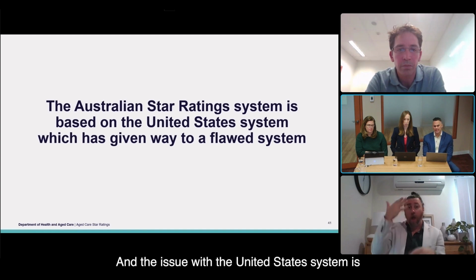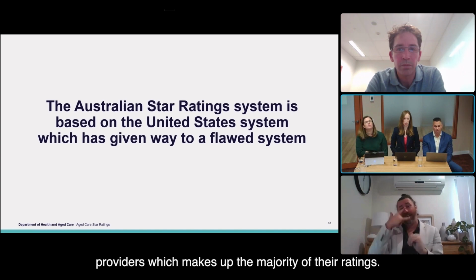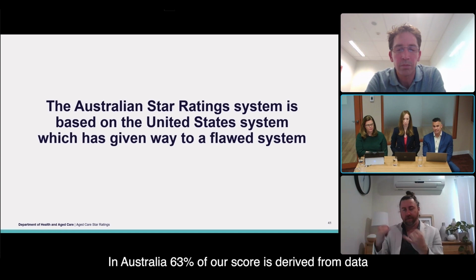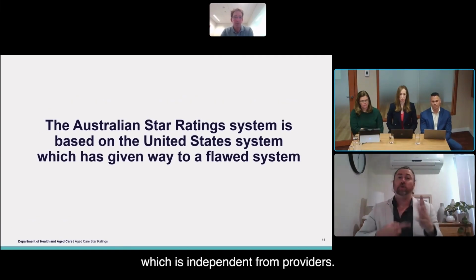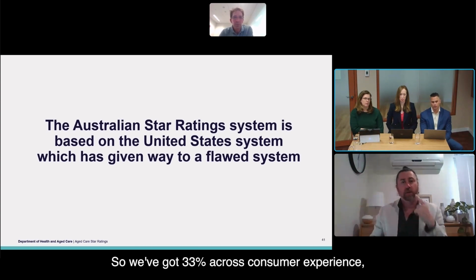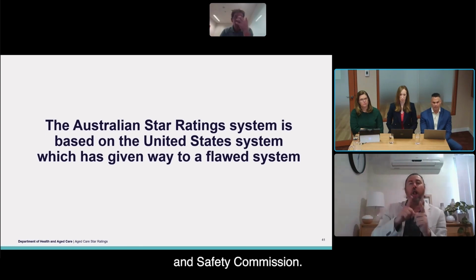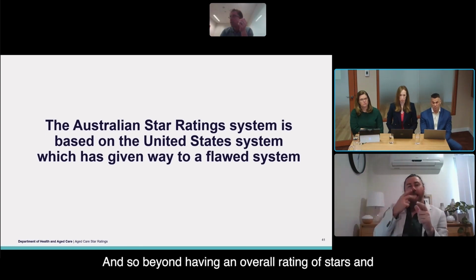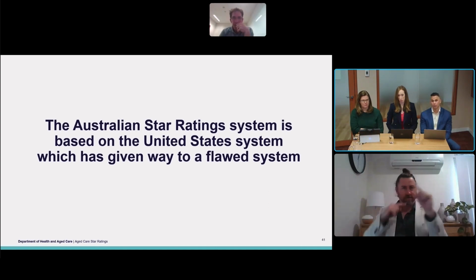And the issue with the United States system is around the accuracy of data, which is self-reported by providers, which makes up the majority of their ratings. In Australia, 63% of our score is derived from data which is independent from providers. So we've got 33% across consumer experience, 30% across from regulatory activity from the Aged Care Quality and Safety Commission. And so beyond having an overall rating of stars and subcategories, the rating systems are comparable.